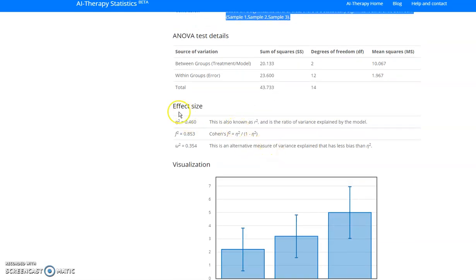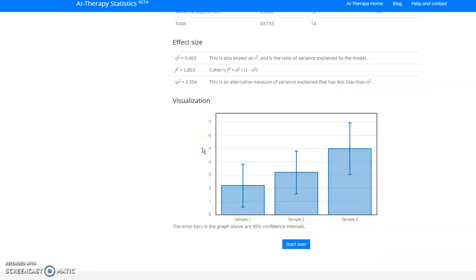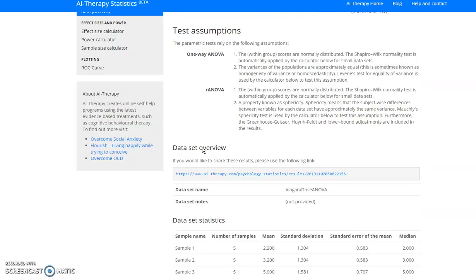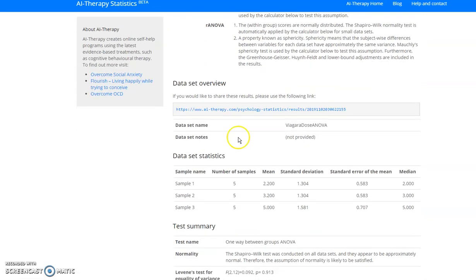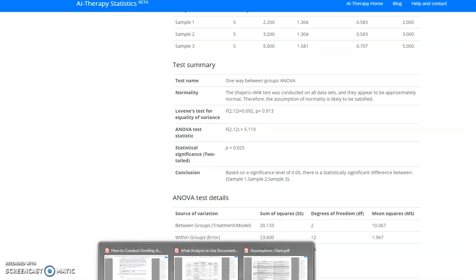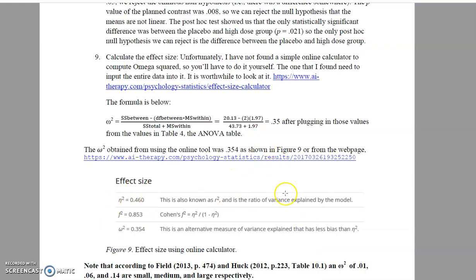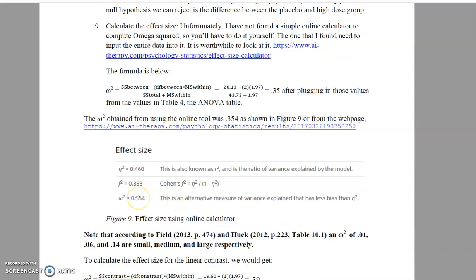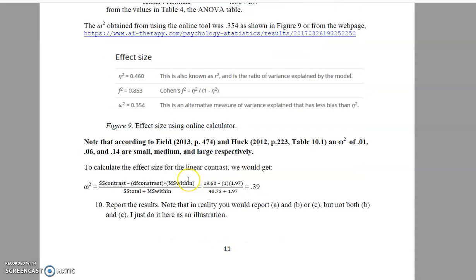What you are concerned with is this. This omega is your effect size. You get 0.354. That is your effect size. And that is all you need from this whole thing. But you can always look at this data, this is so interesting. So let us go back, and this is where this table is. You just need this value. And this is the value that you use.